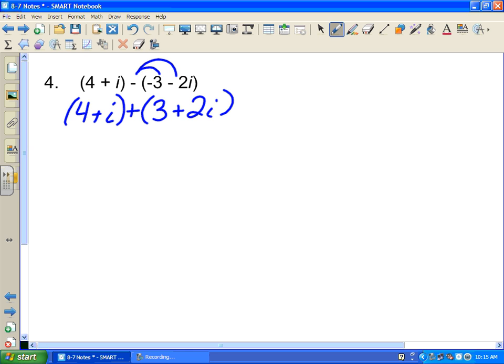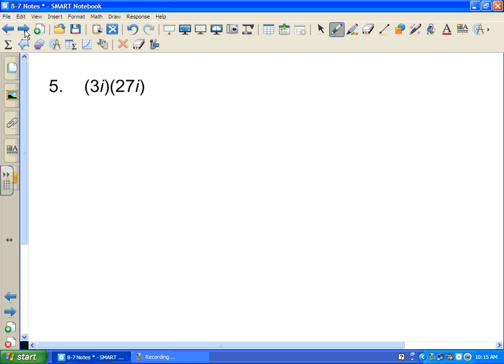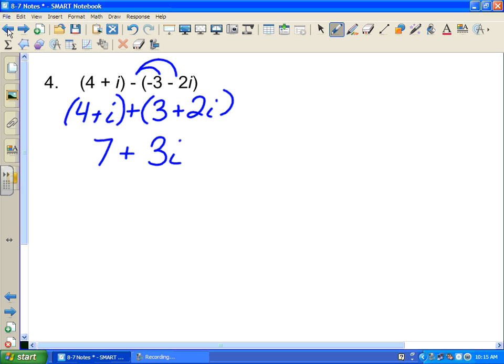So now, add like terms. 4 plus 3 is 7. i plus 2i. It's just like 1i plus 2i. 3i. Questions? That's 12. Next. I'm going fast. Tell me if I need to slow down. What was the answer to the last one? 7 plus 3i.